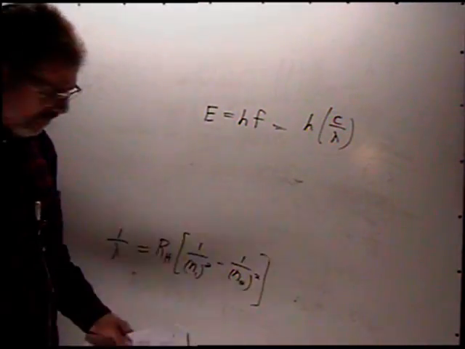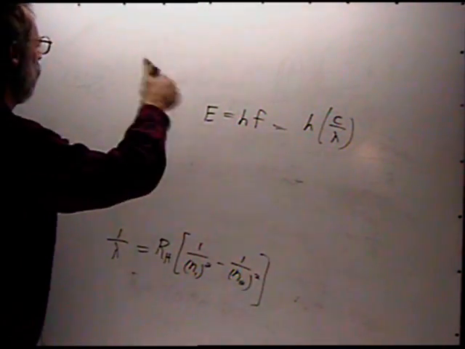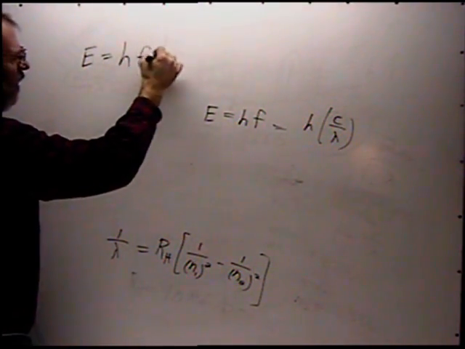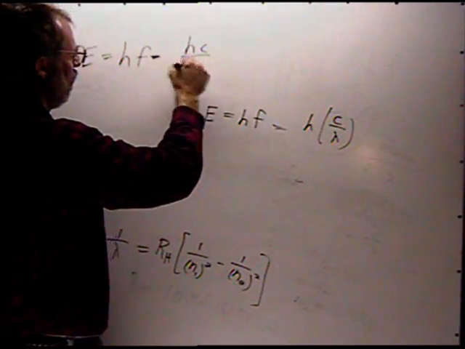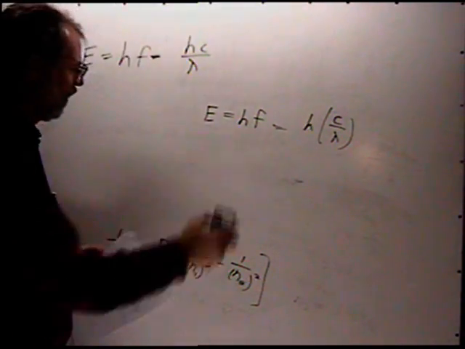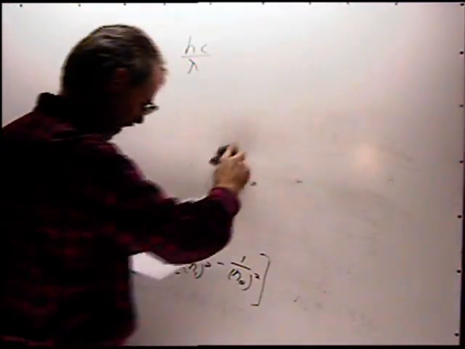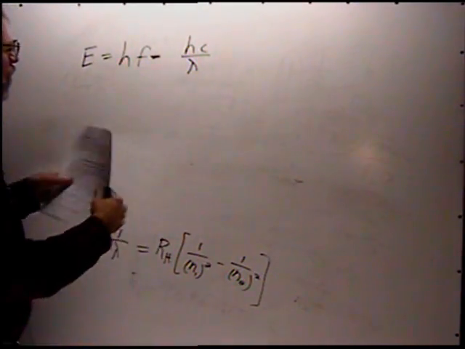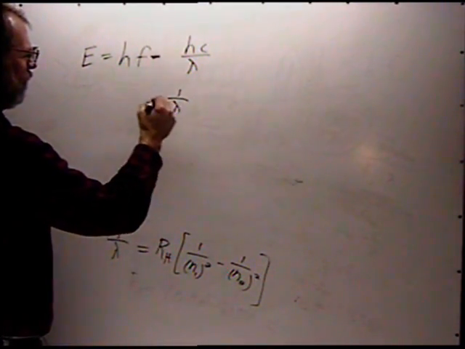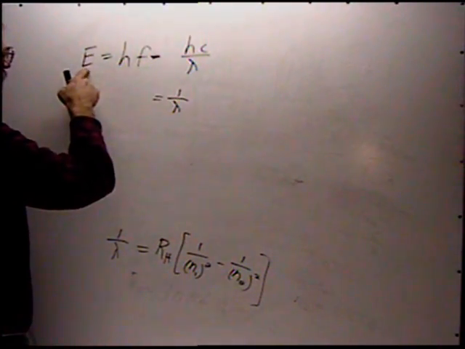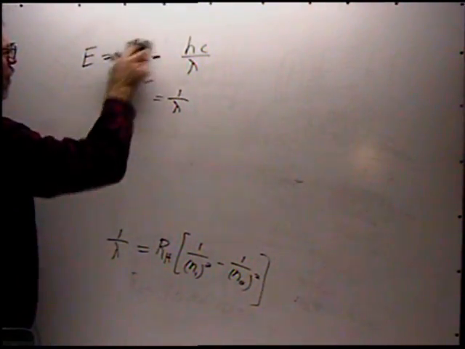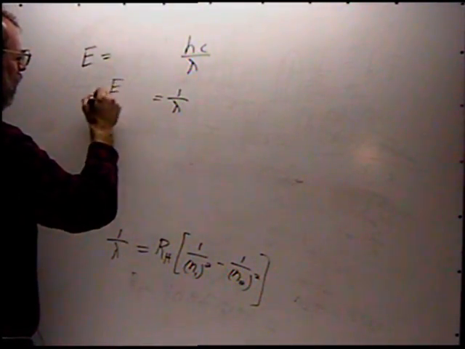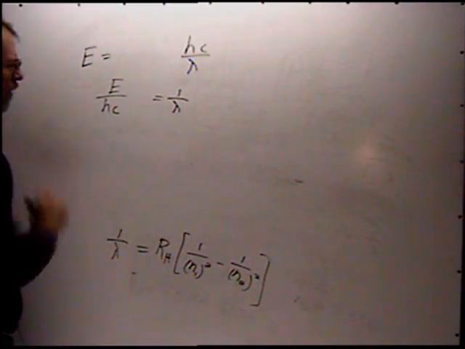So first of all, he took this equation, and he did something like this. I'm on the bottom of page 5 here. Now he took this and he solved for 1 over lambda. I'm going to divide by hc, so I get E over hc equals 1 over lambda.